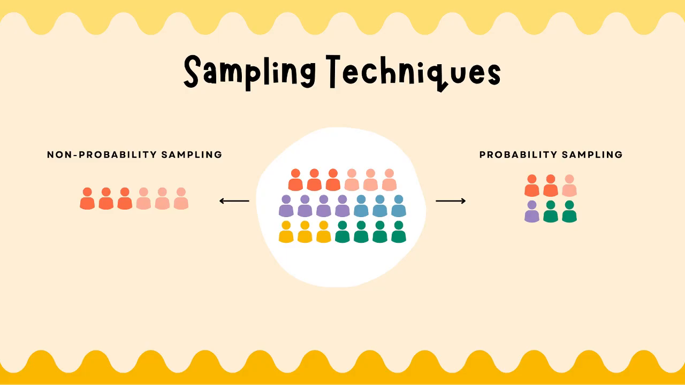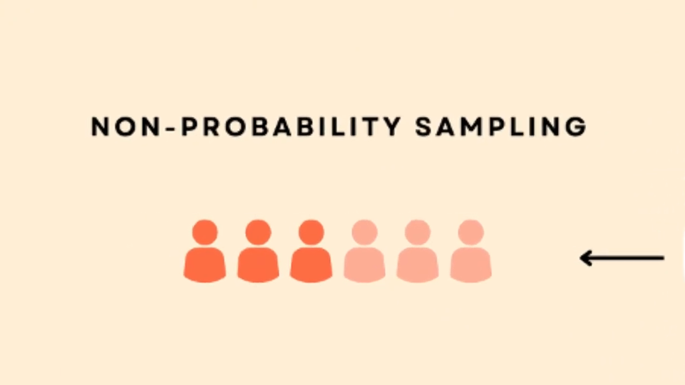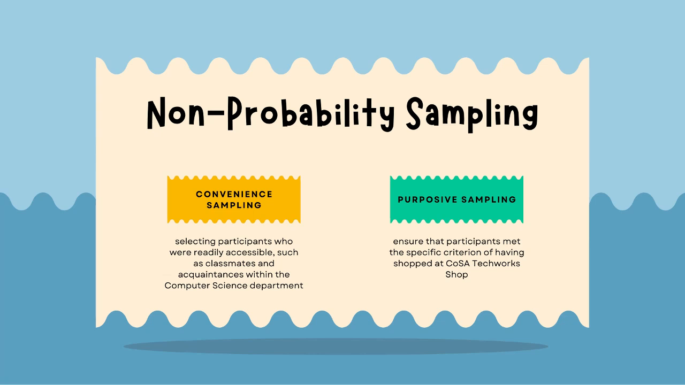Sampling techniques are broadly classified into two categories: probability sampling and non-probability sampling. For this project, we employ a non-probability sampling method, specifically targeting computer science fourth semester students at University Technology Mara, Sabah branch who shop at Cosatec Works shop in Kota Kinabalu. Non-probability sampling was chosen due to the practical constraint and specific focus of our research on a distinct subgroup within the student population. Within non-probability sampling, we utilize a combination of convenience sampling and purposive sampling.